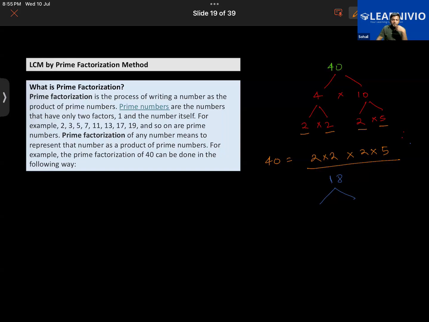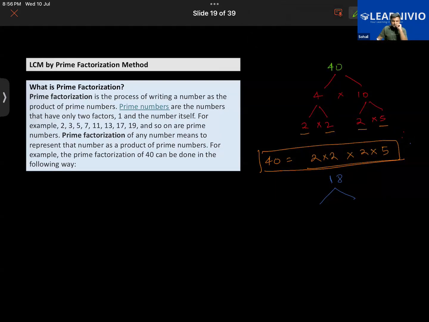Do the prime factorization of the given number, just like we did the prime factorization of the number 14, and this is the answer over here. Like this, do the same thing for 18. Do the prime factorization of the number 18.